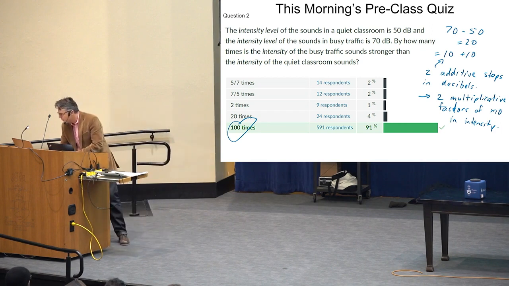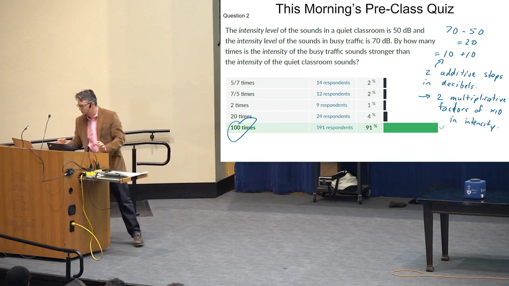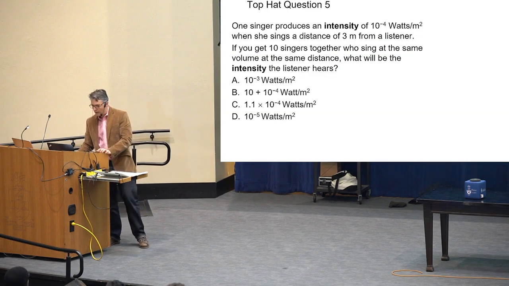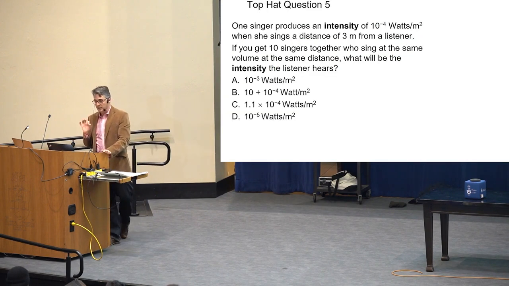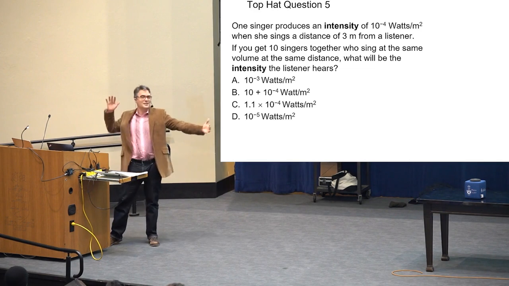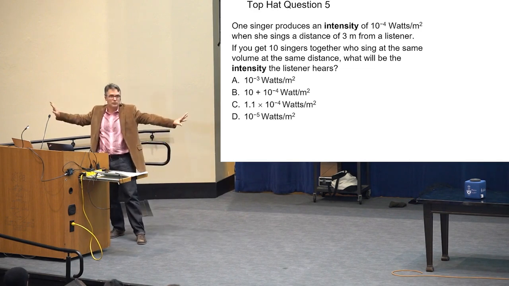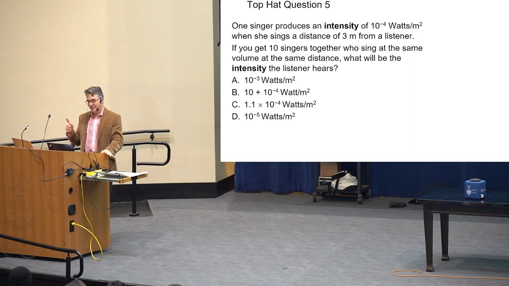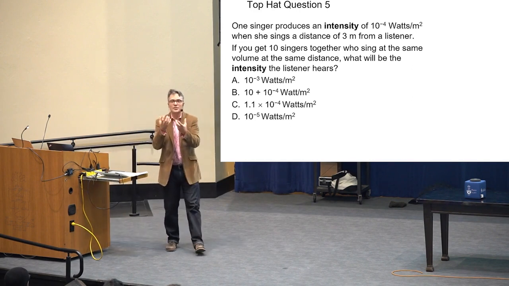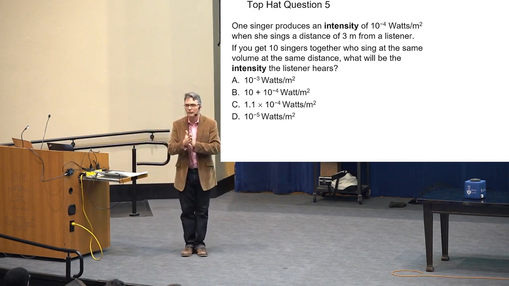Okay. Got a little bit of time for another one. See if you guys can do these two. One singer produces an intensity of 10 to the minus 4 watts per meter squared when she sings at a distance of 3 meters from a listener. So it's important to include the distance, right? Because farther away will be less intensity. If you get 10 singers together who sing at the same volume at the same distance, what would be the intensity? So the idea is that every singer produces a certain amount of power, and they'll all kind of add up. If there's 10 of them, it'd be 10 times as many watts, right?